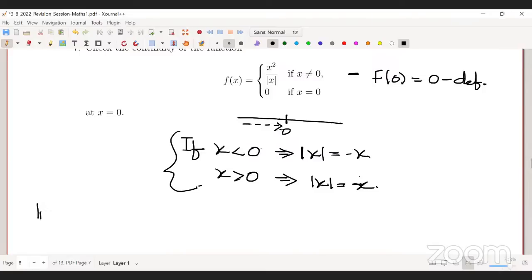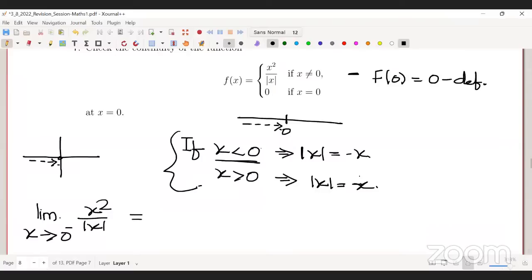So when I'm computing the left hand limit, 0 minus, I'm coming to 0 from the negative side. That means the value of x is negative. So for x square by mod of x, when I'm coming to 0 from the negative direction, x is negative. By definition, if x is negative, then the value of mod x is minus x.